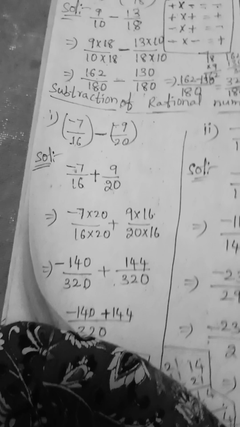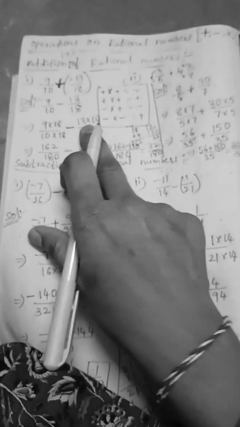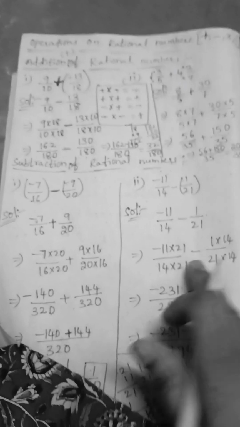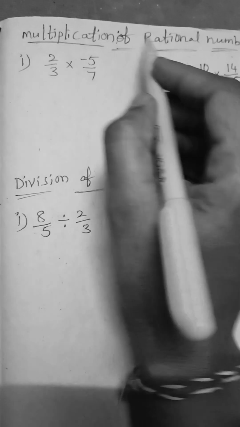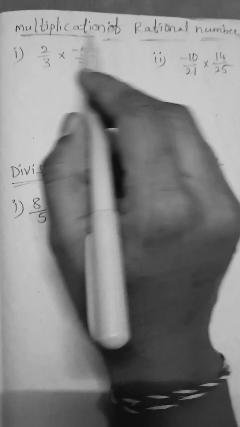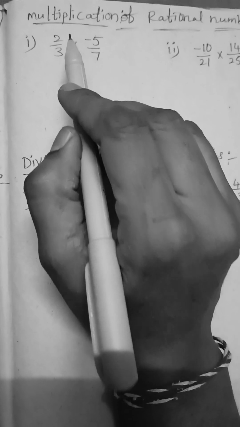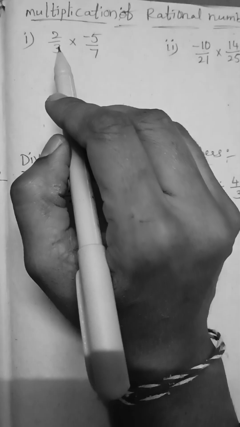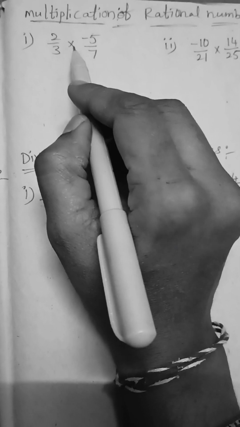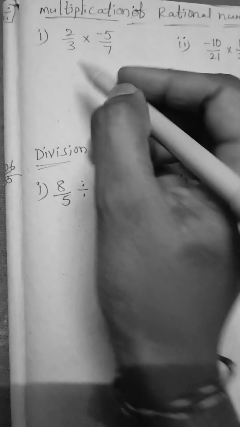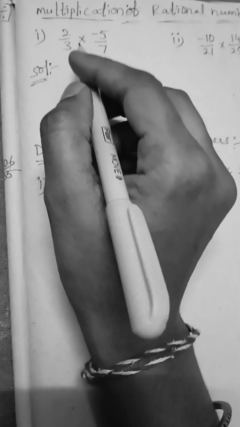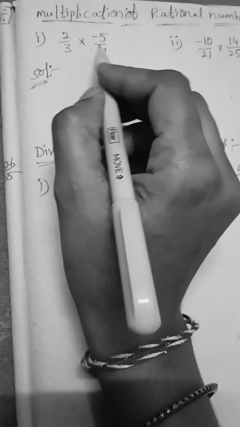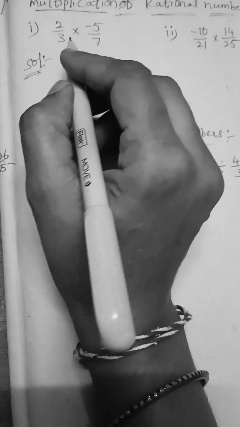Okay, now addition and subtraction is finished. Now multiplication of rational numbers is very easy. For addition and subtraction we have to do cross multiplication or LCM. If it is multiplication or division, we just have to do simple simplification, that is numerator into numerator, denominator into denominator. That is very simple.